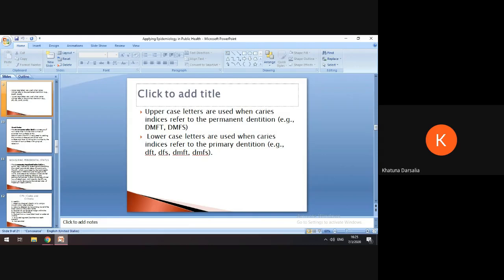This indicator is designed for preschool children, and the 6 maxillary anterior teeth. You can also see the use of upper and lowercase letters for dental caries indices. Uppercase letters are used when caries indices refer to the permanent dentition, and lowercase letters are used when caries indices refer to the primary dentition.